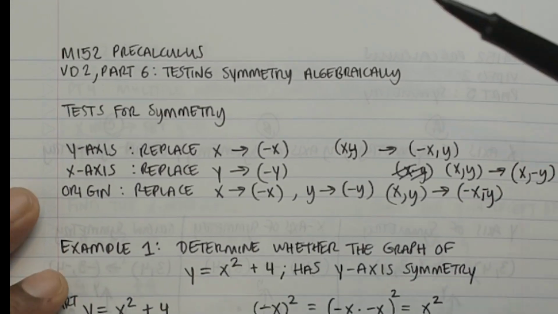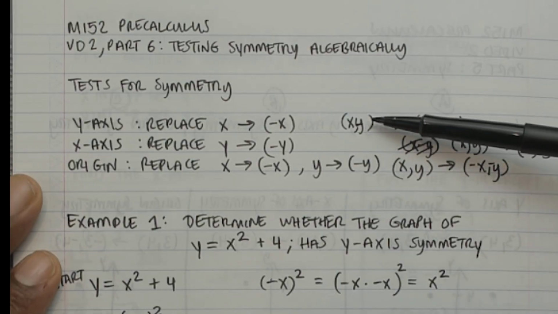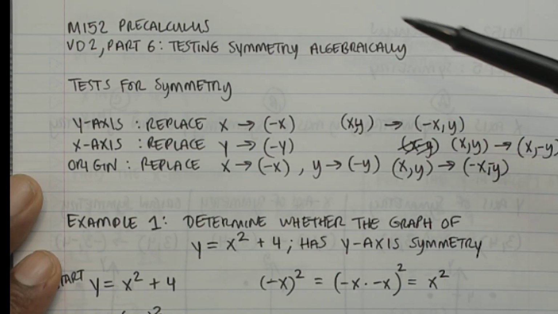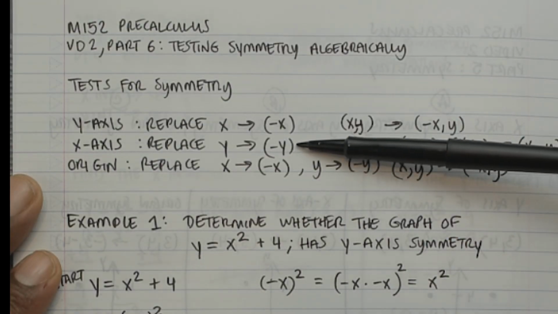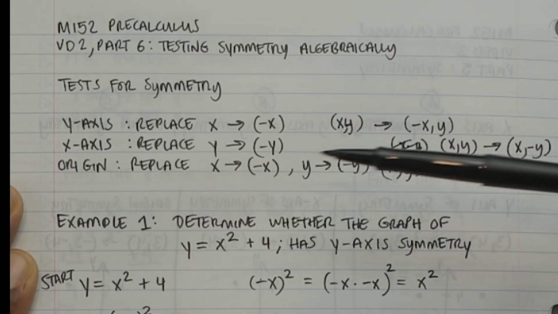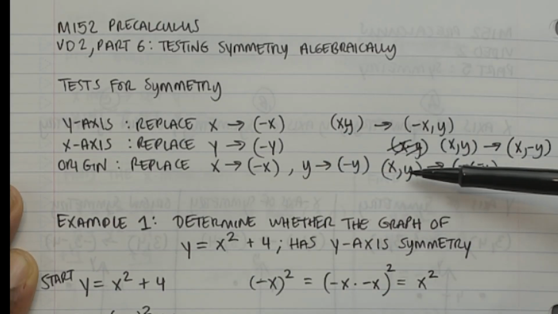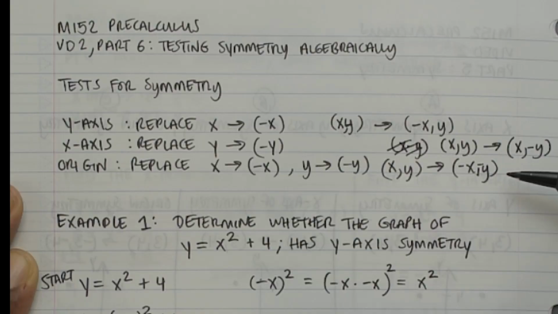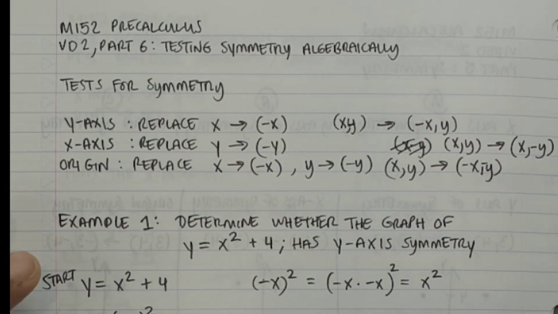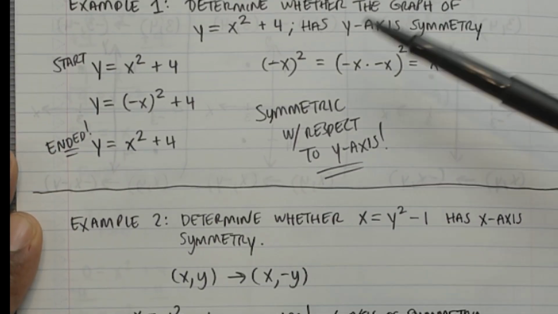when you're testing for the y-axis, you go from positive x, positive y to negative x, y. When you're testing for the x-axis, you replace y with negative y, going from the positive to the negative y here. And when you're testing for the origin, you replace both. You go from positive x, y to negative x, negative y. Okay. So if the equation simplifies back to the original equation, the graph has that symmetry.